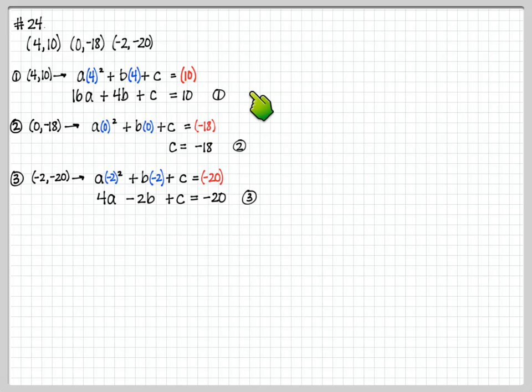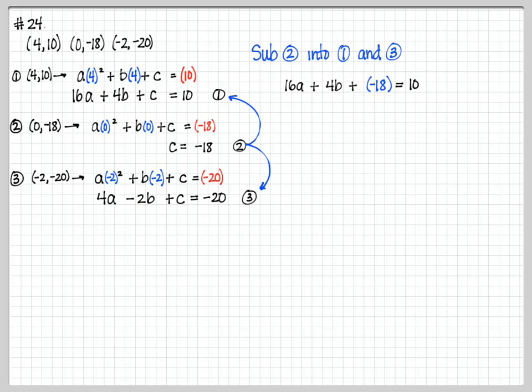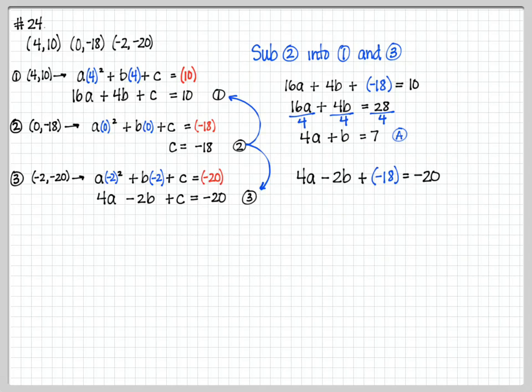So now I have equation 1, equation 2, and equation 3 with these unknowns. We're going to take equation 2 and sub it into equation 1, and we're going to sub it into equation 3. So here I started it with equation 1 and simplify. And I call that equation A because now it only has 2 unknowns. I'm doing it to the other equation, into equation 3, and simplify until I get this equation here, which would be equation B. And I'm going to use equation A and B together.